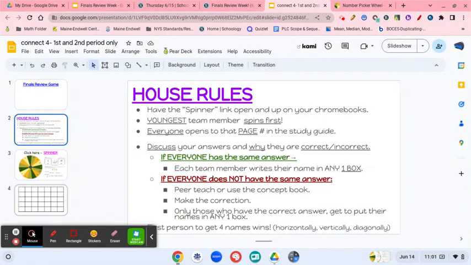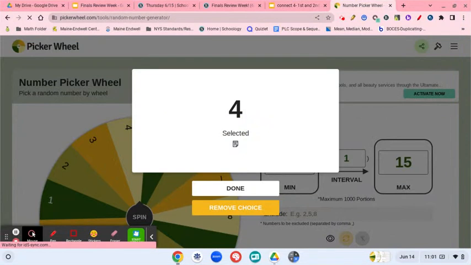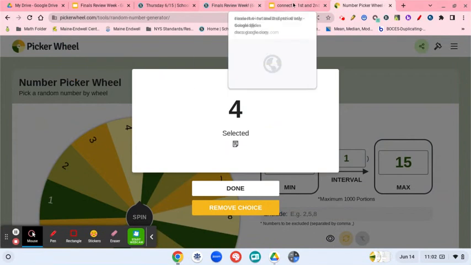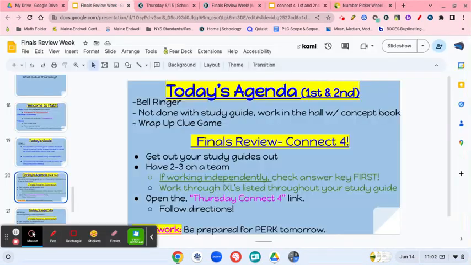So once you're done with that page, then you can spin again. Somebody else goes, the next person, the next youngest person, right? Hit remove choice because you've already done page 4. Hit remove choice and then have the person spin it again. Okay? So a lot of moving parts here, but the whole idea is talking, exchanging ideas. Nobody should get done. There's no way with everything that you're doing. I should not see you, or the sub should not see you, gaming, nothing.